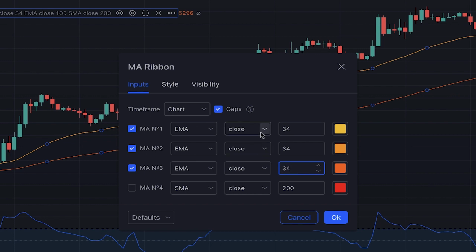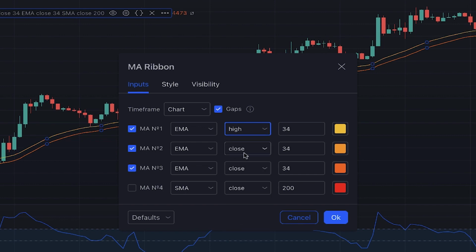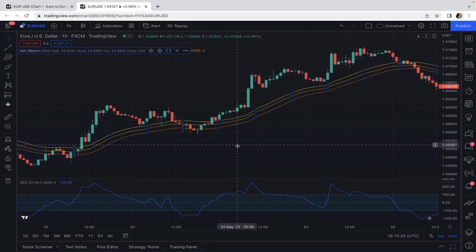And finally, we must change the source of calculation for our EMAs. For the first one on high, for the second one on close, and for the third one on low. We click on OK. Everything is already set on the chart.